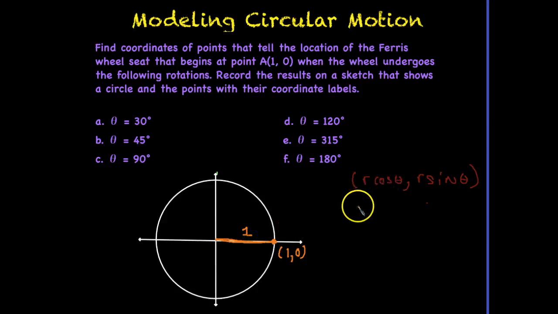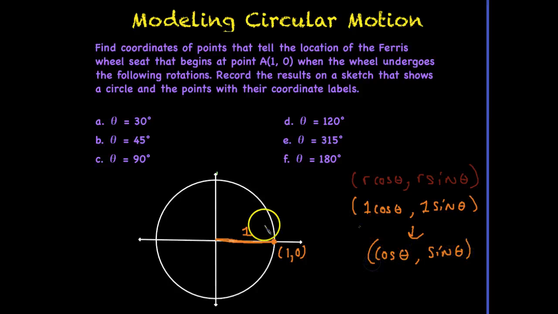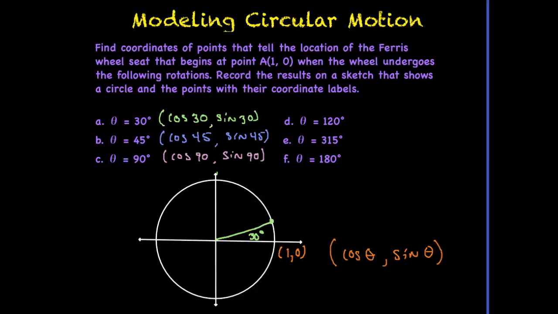So if we take our equations, 1 times the cosine of theta and 1 times the sine of theta would just give us cosine theta and sine theta. And that is what we are going to use to find the coordinates of our seat at these different angles. So let's go ahead and set this up and try a few. I've gone ahead and written out the first 3.